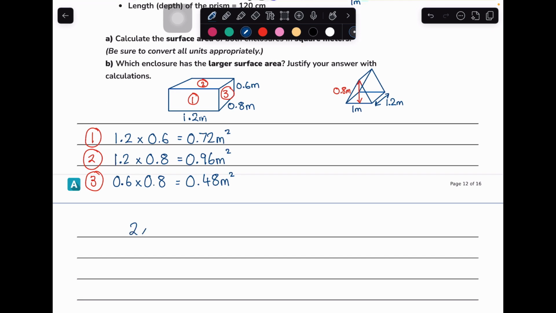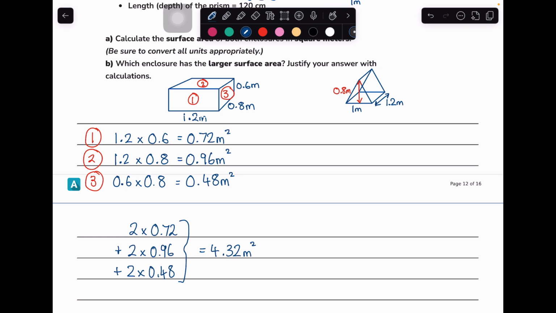Remember, we have to multiply all of those by 2. Okay, so 2 times 0.72 plus 2 times 0.96 plus 2 times 0.48. Put all of this into your calculator and we would get 4.32 meters squared. Okay, so that's the answer for the cuboid or enclosure A.